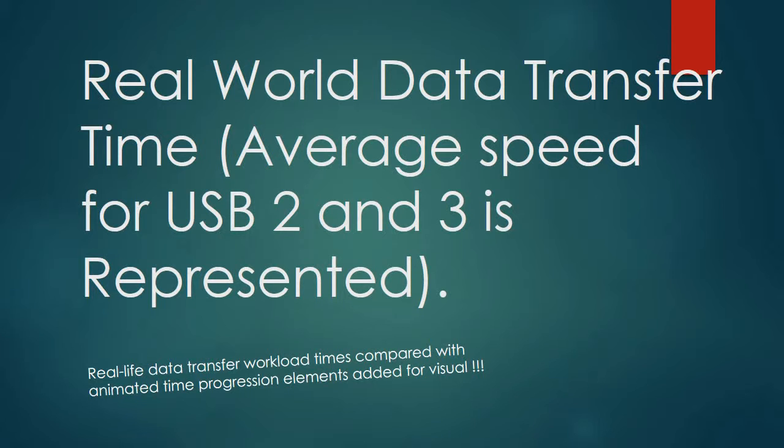So the data transfer quantity is 500 megabytes, half a gigabyte, and we aren't going to speed up the clips or anything like that, so you'll have an accurate demonstration of how much time a half gigabyte workload would take with these two standards in average speed.